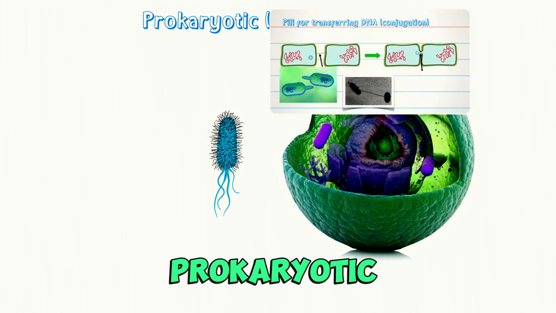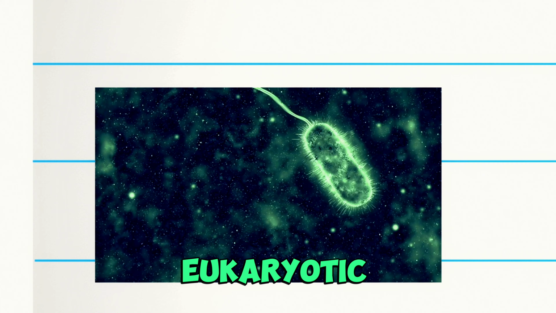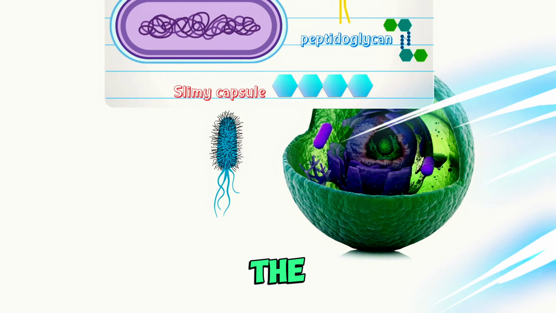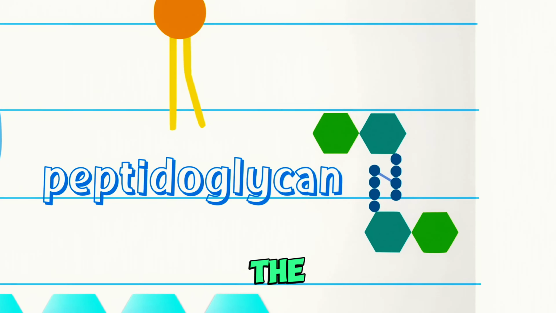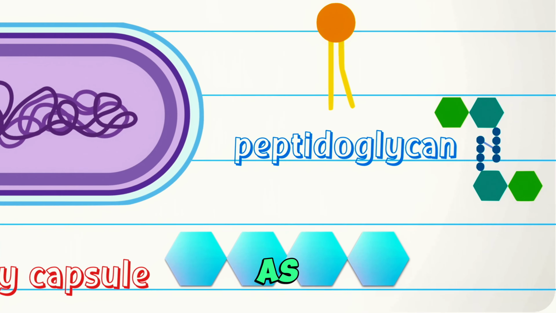Another feature of prokaryotic cells is the presence of flagella. Now, flagella are also found in eukaryotic cells such as the sperms, and they're meant for swimming. Bacteria may have more than one flagellum. One last feature of prokaryotic cells is the presence of a cell wall. Now, the cell wall is made of a complex of proteins and carbohydrates known as the peptidoglycan.